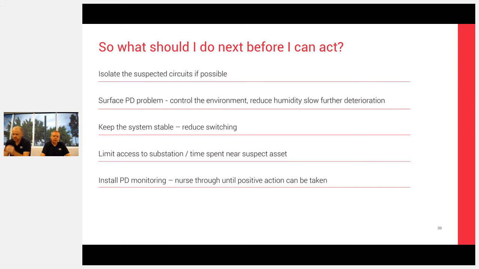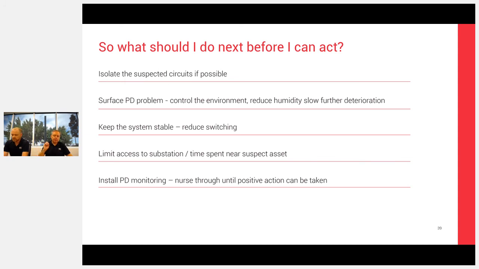So what we then did is continue to monitor until the outage was available during the shutdown. If it's a surface PD problem, we've shown that the number is not necessarily an indicator of how close you are to failure. But what we've also shown is the difference in the level of degradation or the amount of discharge that you can get based on the amount of humidity in the atmosphere. So 75 times higher for a very humid place.